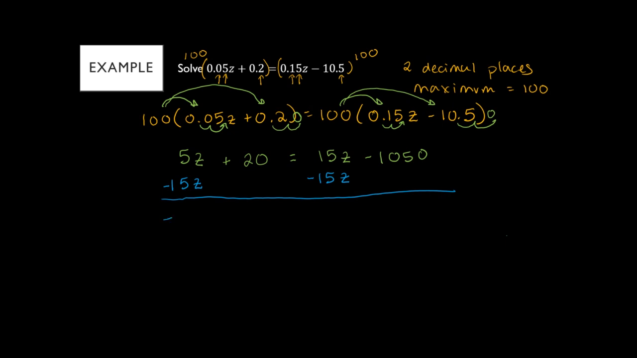So 5 minus 15 is negative 10. So I have negative 10z plus 20 equals 1050. Then I need to subtract 20. And you guys are welcome to do this at the same time and solve this on your own and then give me the final answer because it's good practice for you guys.